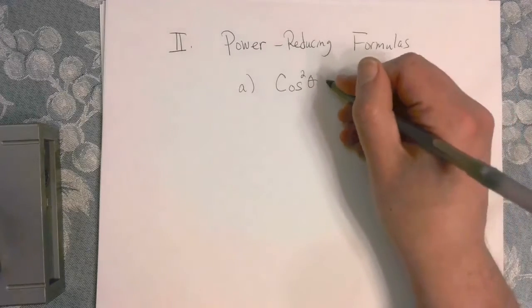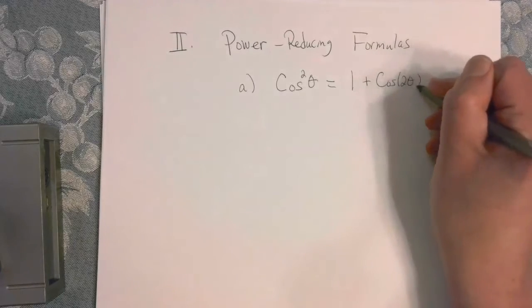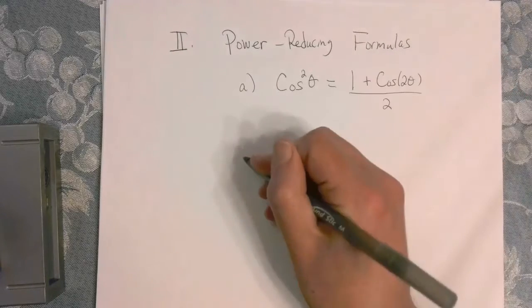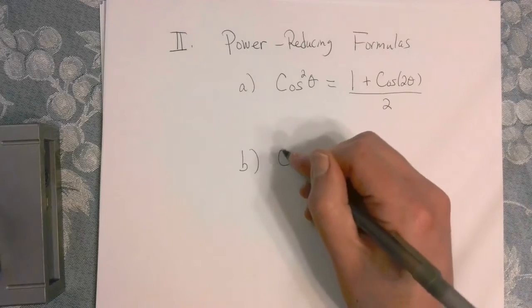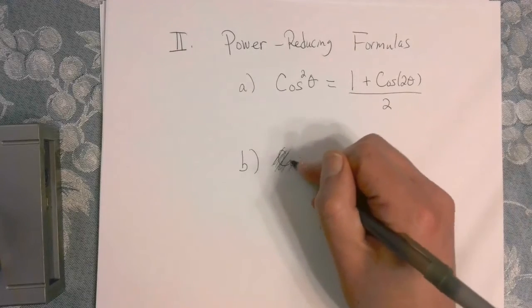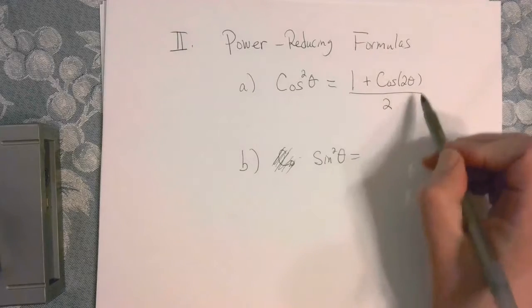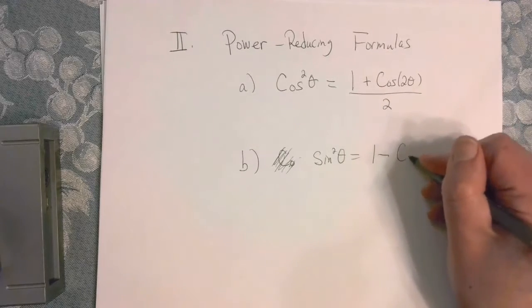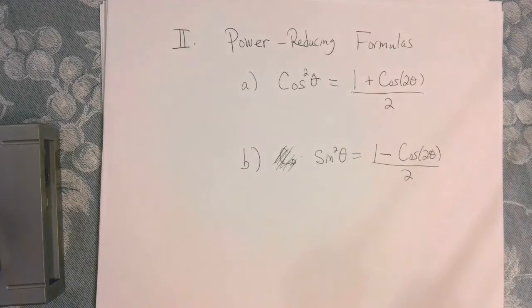And so we get the cosine squared of theta is exactly 1 plus the cosine of a double angle over 2. And, well, not cosine. We already have cosine, right? So we don't want that twice. How about sine squared of theta? That should be the conjugate of this. So that's 1 minus cosine of 2 theta over 2.